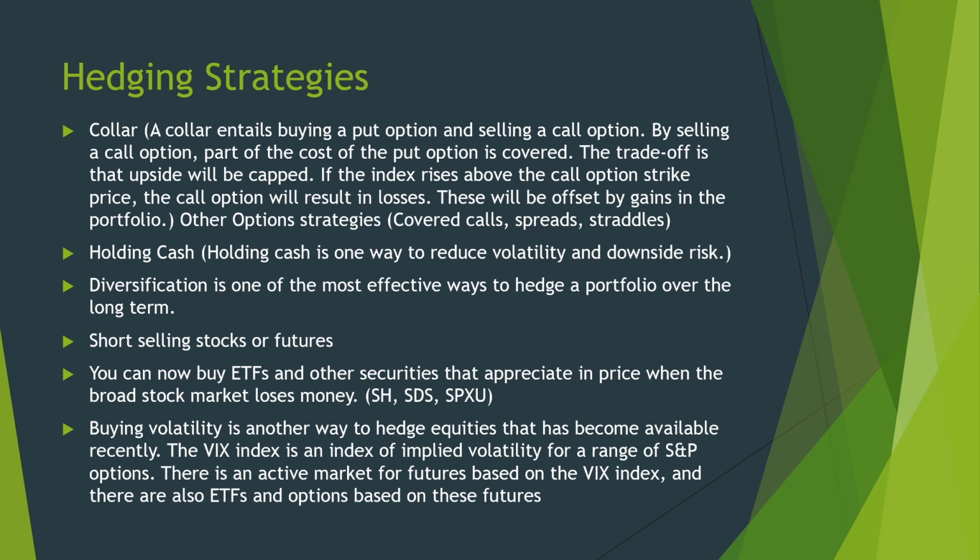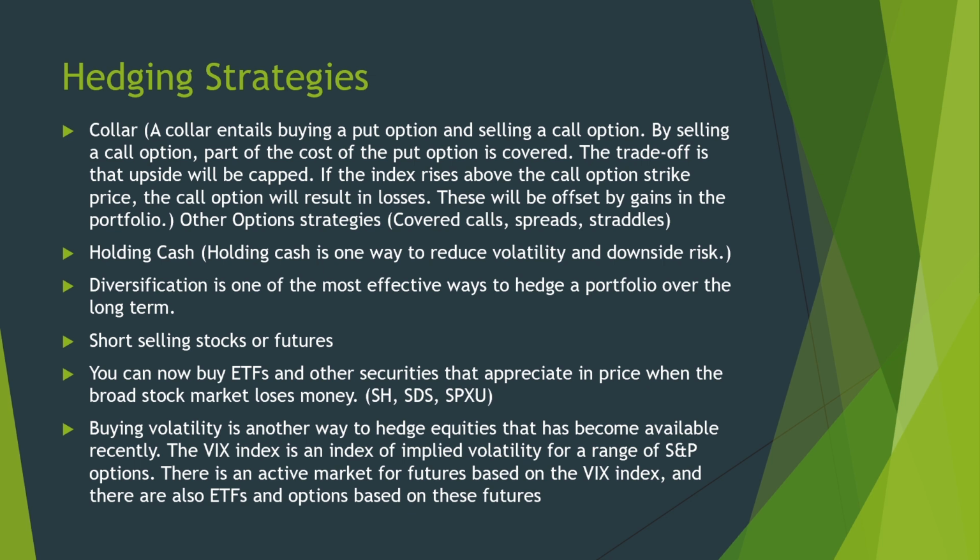One of the strategies is called the collar. A collar entails buying a put option, we discussed put options, then selling a call option. The same way you can buy options, you can also sell a call option. You kind of write the contract. By selling a call option, part of the cost of the put option is covered. If you sell a call option for a certain price, it covers the put option premium.